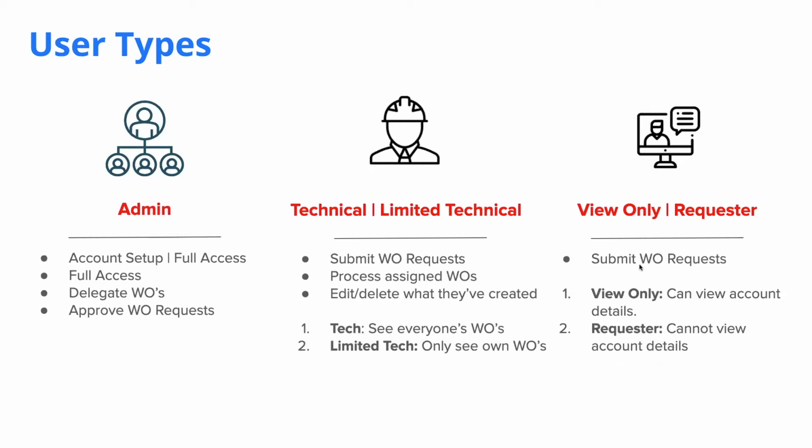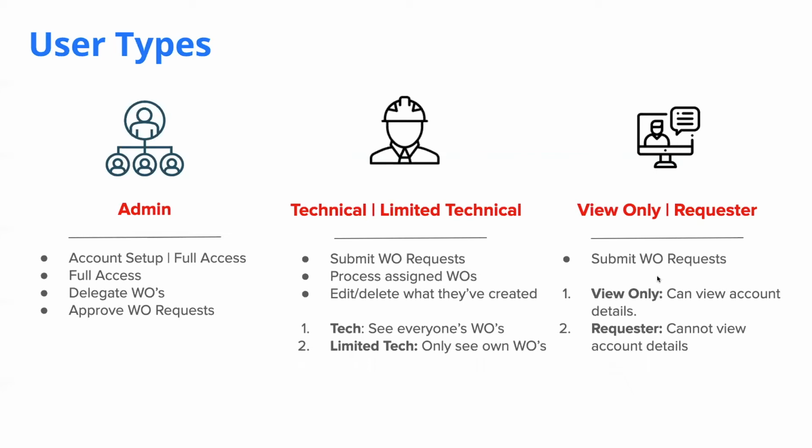And finally, we have what are called the view only and requester users. So the primary role for these types is solely to submit work order requests. And think of this as perhaps like external users outside of your UpKeep maintenance team. They could be like tenants of a building. Now they'll have their own login.